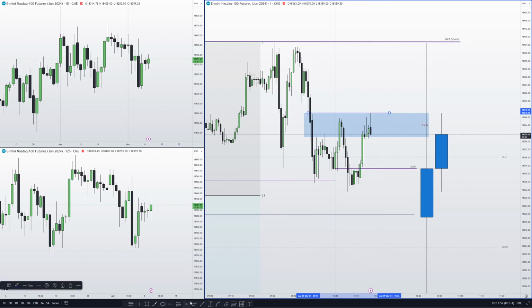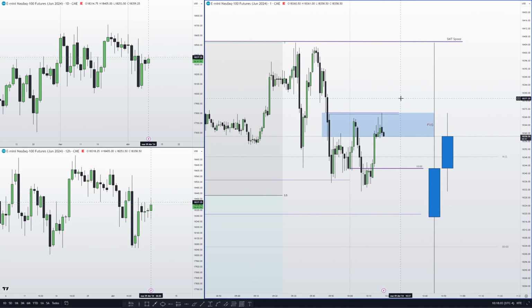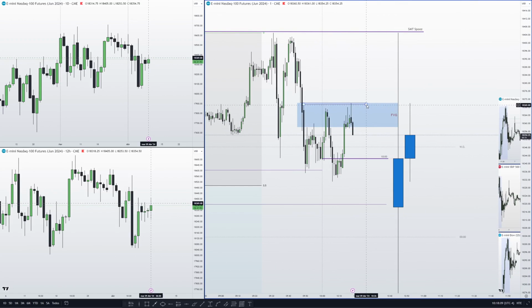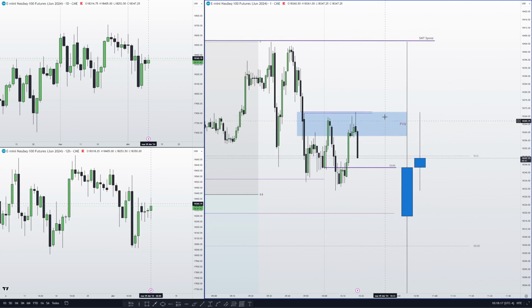Little fair value gap here in 1 minute. This is the last resistance level. Okay. Above this fair value gap, this is invalidation for taking bearish moves. This is the refined point in fair value gaps inside the bigger fair value gap here.